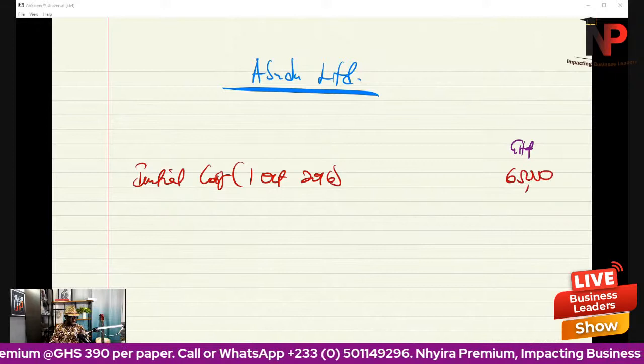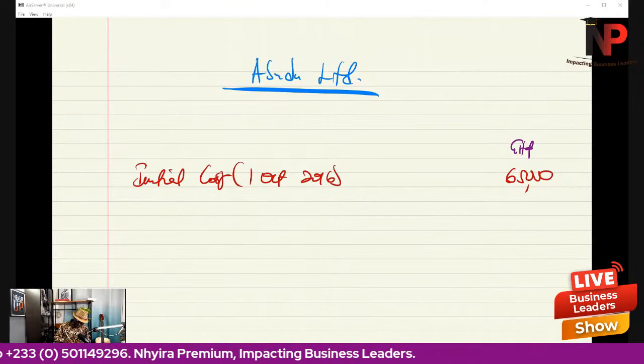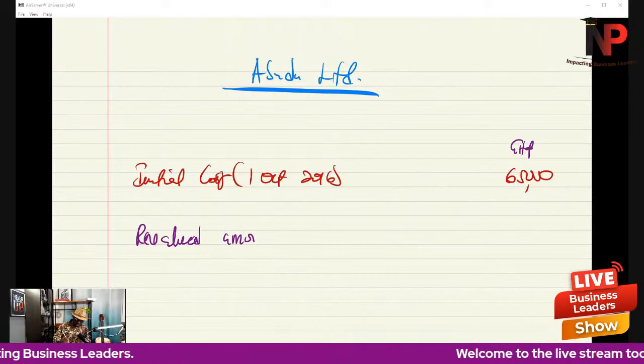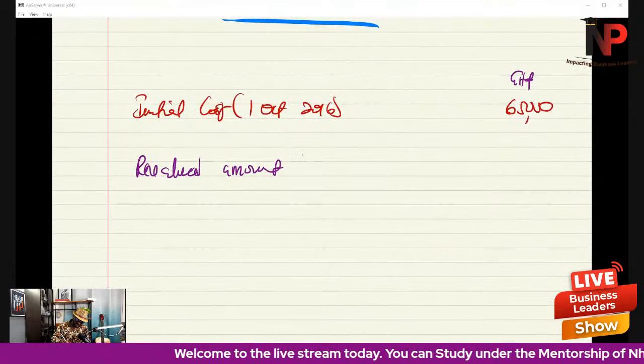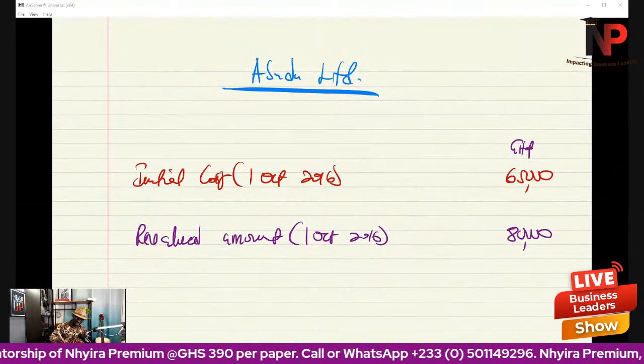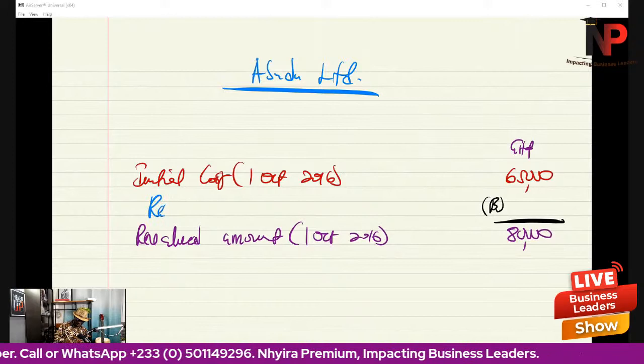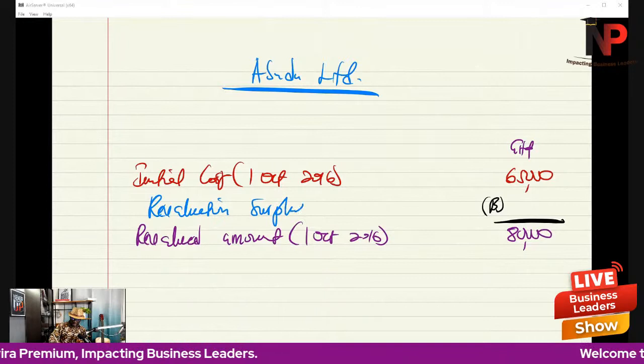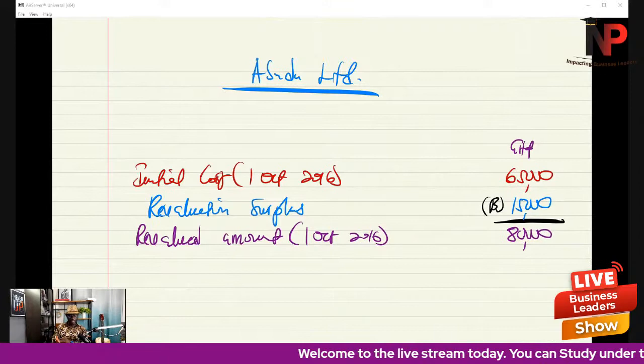Then it has been revalued, so we bring in the revalued amount. The revalued amount here is $80,000 on the same date, 1st October 2016, $80,000. So that means that the land has increased in value, isn't it? So the balancing figure becomes a revaluation surplus, and that is $15,000. So there's a revaluation surplus here at $15,000.